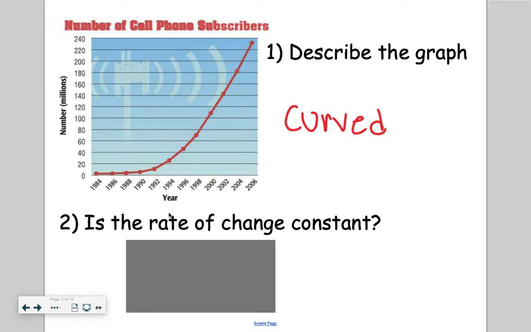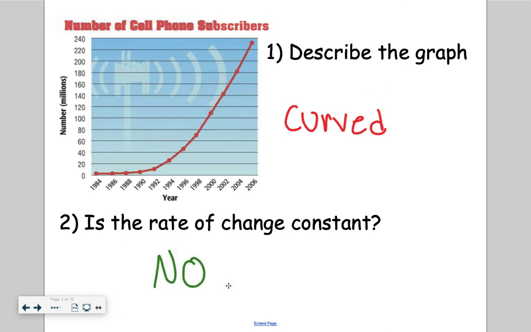The other thing I want you to look at is the rate of change on the graph. Remember that the rate of change is our change in y over change in x, so how much we're going up versus how much we're going over. I want you to decide if that value is constant between all of the different pairs of points. The answer for that is no.